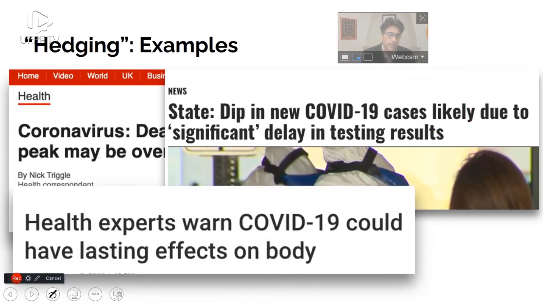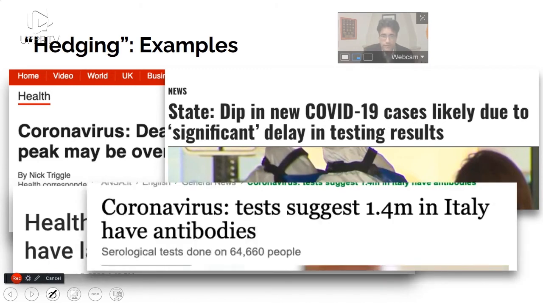Another example: health experts warn COVID-19 could have lasting effects on the body. Here, the hedge is the word "could." Of course, they could say "will have lasting effects," but we don't have enough data. There is a lot of data that points to that possibility among certain patients, but we don't know. So they appropriately use the word "could."